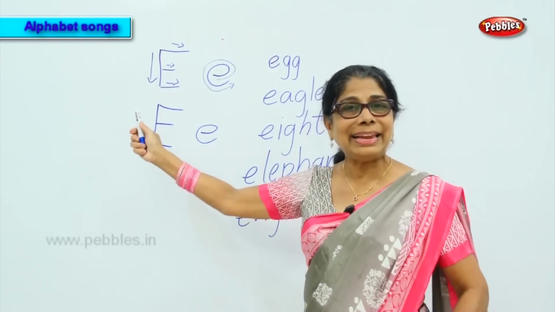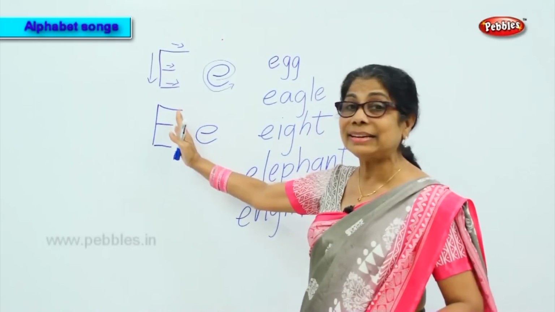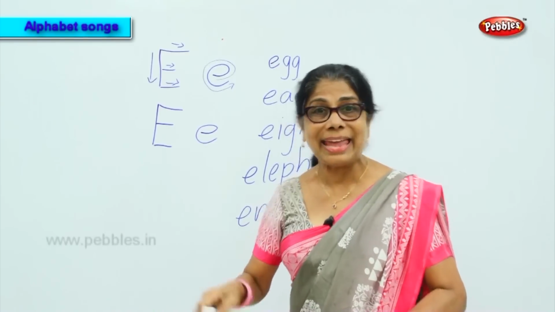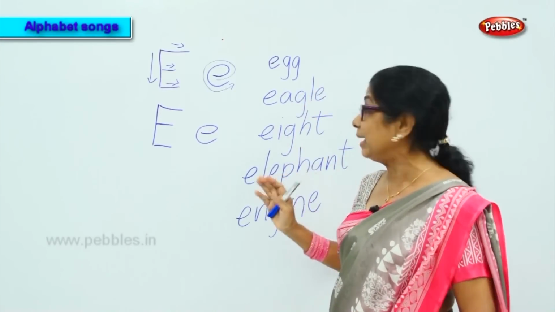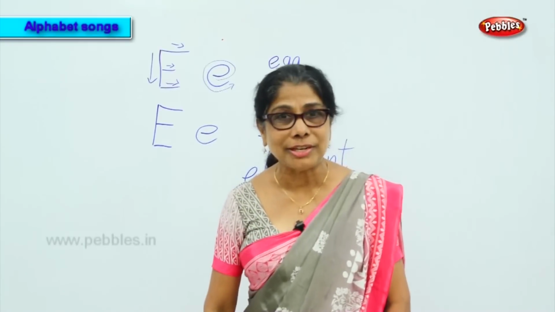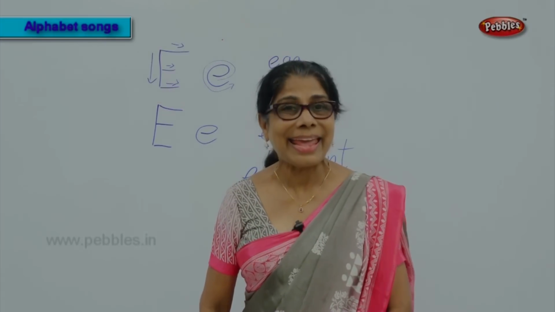You have letter E. Big letter, small letter. E. The sound is eh. Egg, eagle, eight, elephant, engine. Did you learn the sound? Eh. Now let us learn another letter.